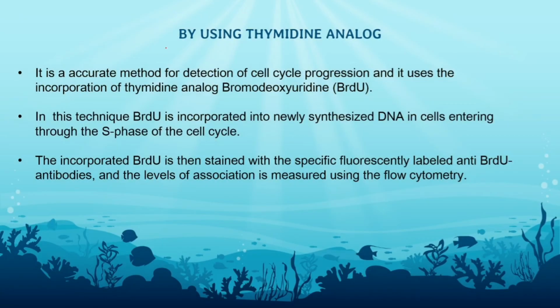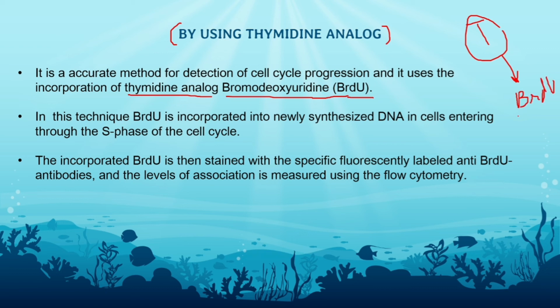So the second method by which we can determine whether a particular cell is in G1 phase, G2 phase, or S phase, and this is the accurate method for the determination, is the incorporation of the thymidine analog bromodeoxyuridine. Bromodeoxyuridine is a thymidine analog. If the DNA contains thymidine, then after replication, if bromodeoxyuridine is present, it will get incorporated at the sites where thymidine was present earlier. So it is obvious that it will not be present in the G1 cells, it will only be present after the S phase.